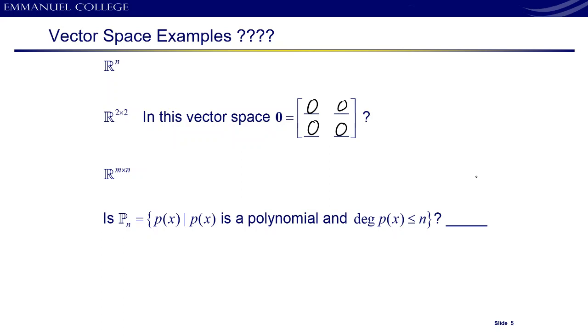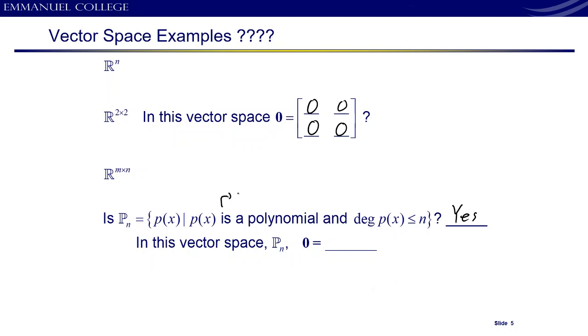Now this one's a little bit different. This is a vector space. It just doesn't look like it at first. So p of x, where p is a polynomial and the degree is less than or equal to n. The answer is yes. And so in this space, before we talk about what the 0 vector is, what do the elements of this space look like?